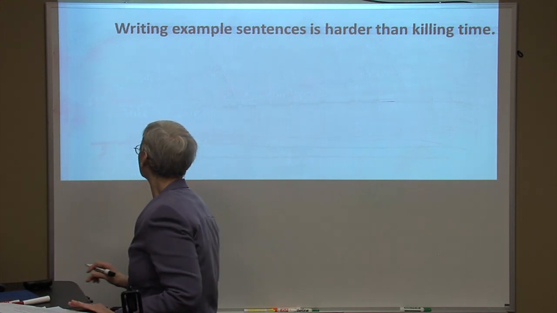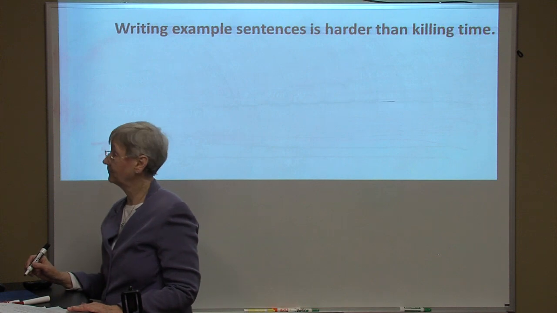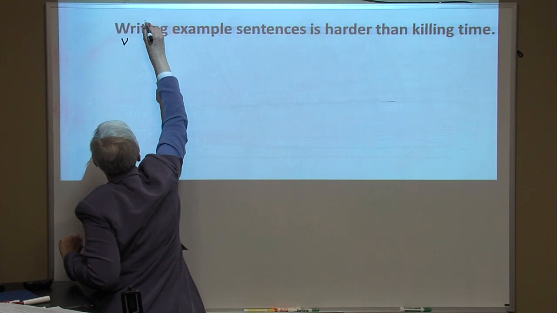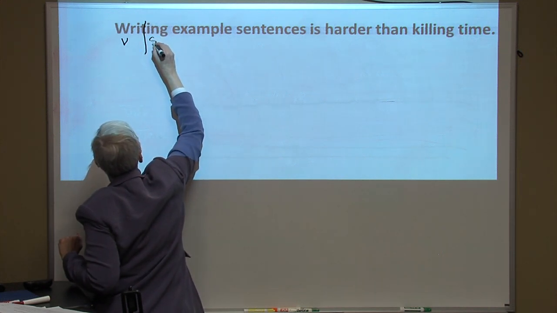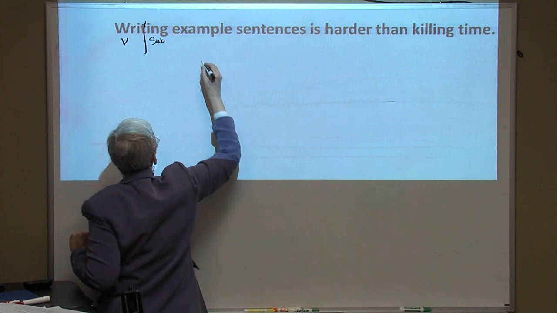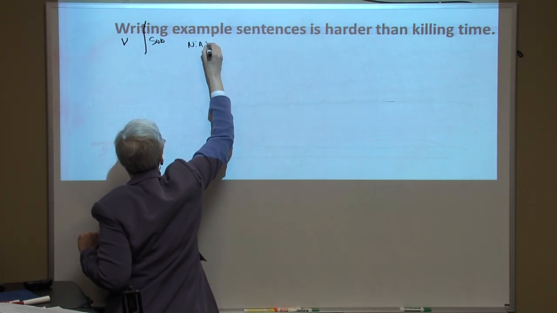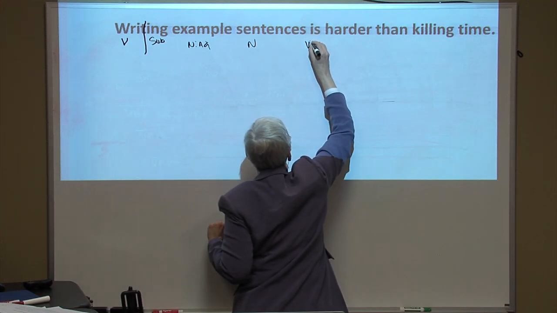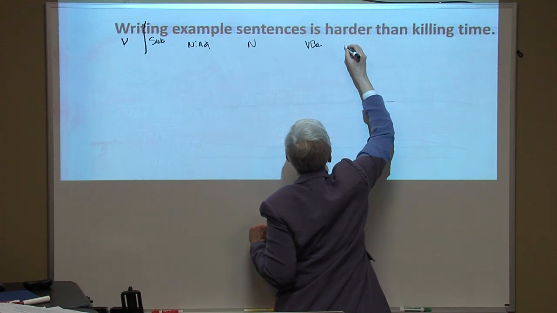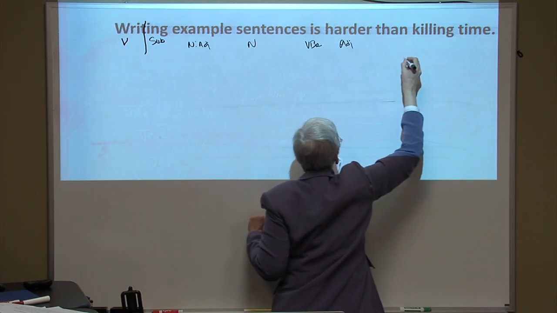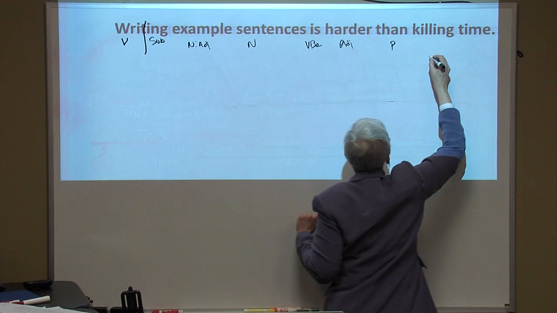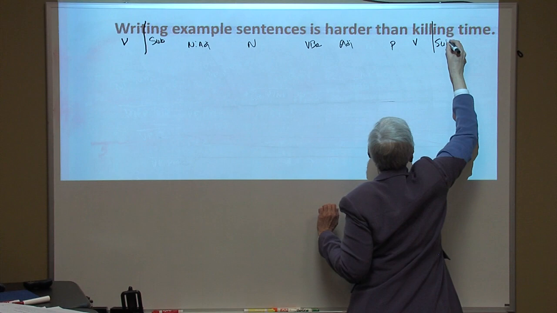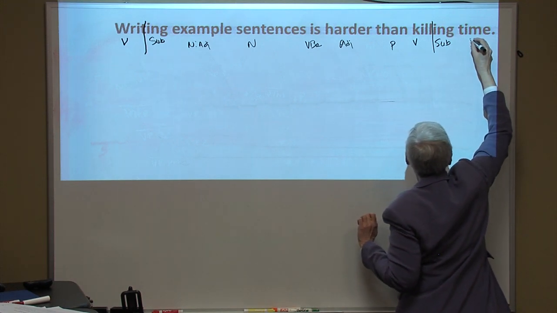Writing example sentences is harder than killing time. Writing is a verb. It's a verbal because it's subordinated by the ing suffix. Example is a noun, but it's functioning as an adjective here. Sentences is a noun. Is a be verb. Harder, an adjective. Than, a preposition. Killing, another verb subordinated by the ing ending. And time is a noun.